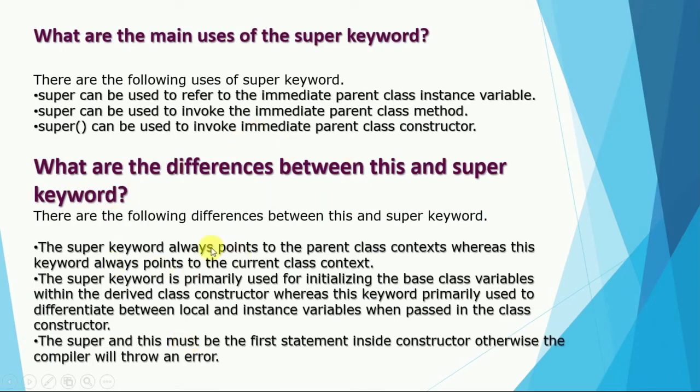We already discussed the main uses of the super keyword. Super can be used to refer to the immediate parent class, to call the immediate parent class method, and to call the immediate parent class constructor. So what is the difference between this and super keyword? The super keyword always points to the parent class, whereas this always points to the current class. We already discussed this and super in our previous slide.